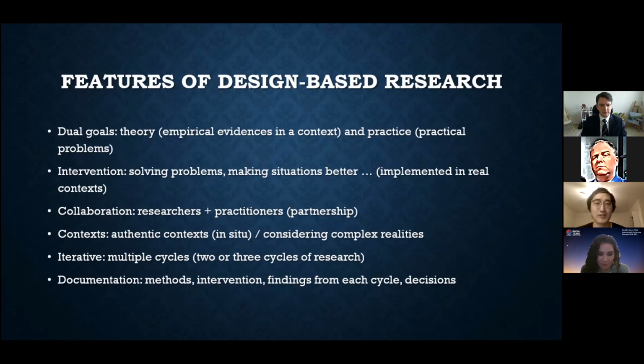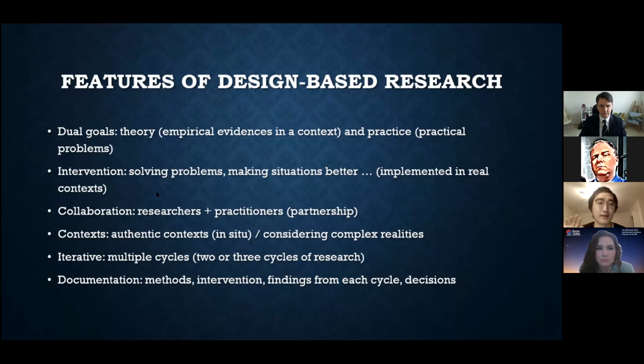So there are several features of this type of research. First, design-based research has dual goals. So if we have a theory, then we would like to know when and how and why it's effective. So once we do this kind of design-based research, then we can find some empirical evidence for theory. And also it's practical because this research aims to solve practical problems. And usually this type of research has intervention to solve problems or changing situations better.